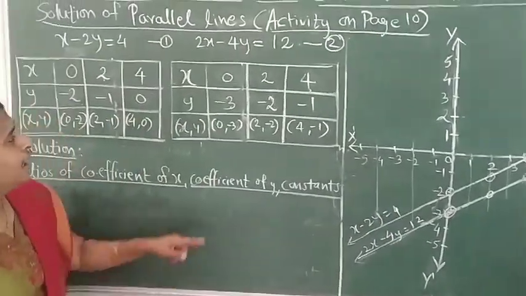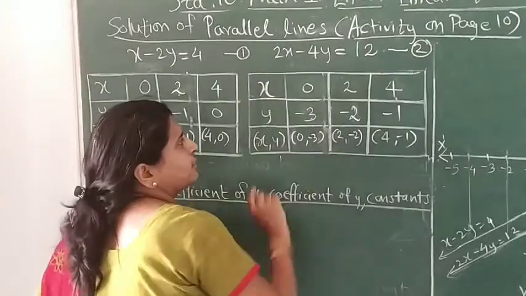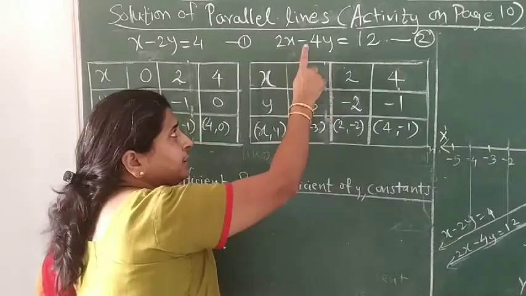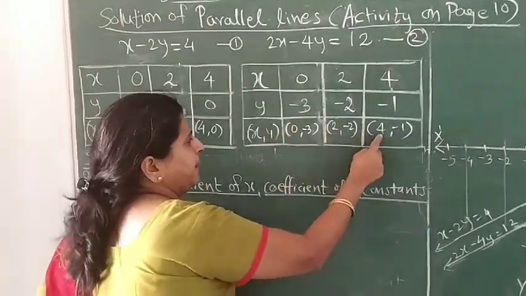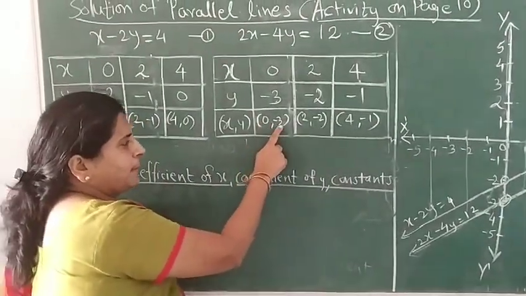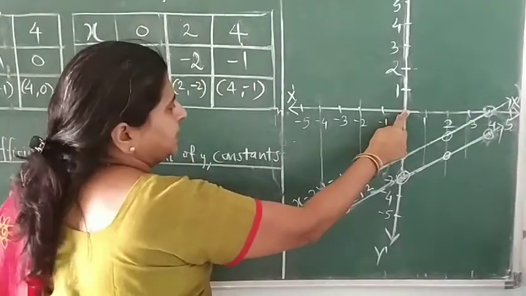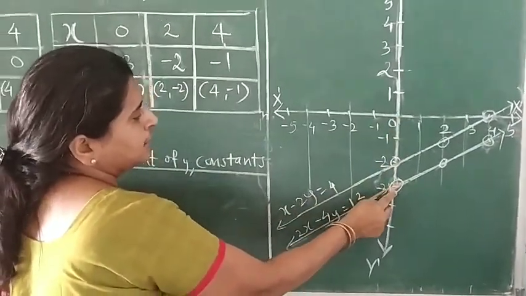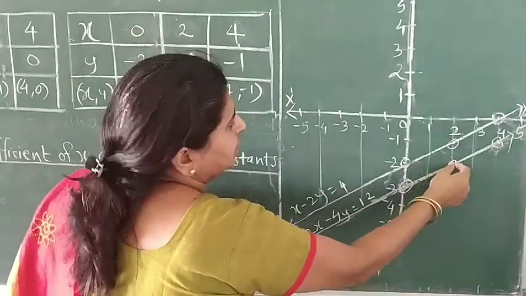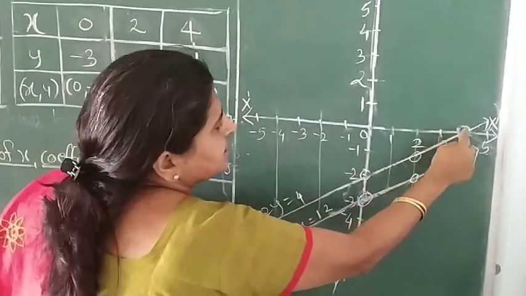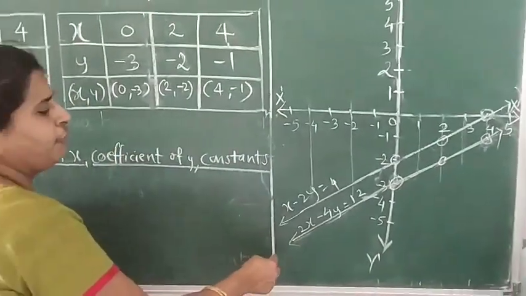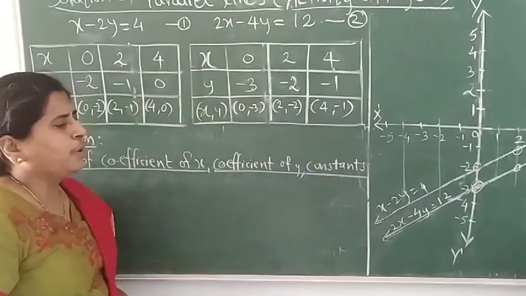This is line 1. And for the second equation 2x minus 4y is equal to 12, we have taken the same values of x and corresponding values of y. If we find with the help of this equation, we have got these three pairs. Now plotting these 3 points on the same graph: 0 comma minus 3, the x coordinate is 0, y is minus 3, as y is negative we have to go down. Then x is 2, y is minus 2, and x is 4, then y is minus 1.